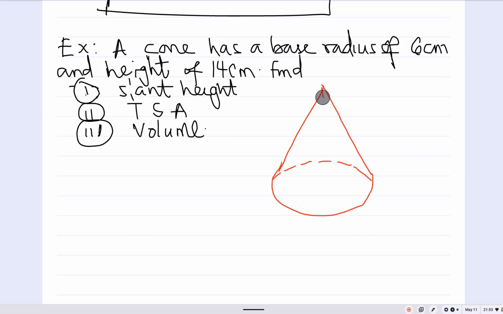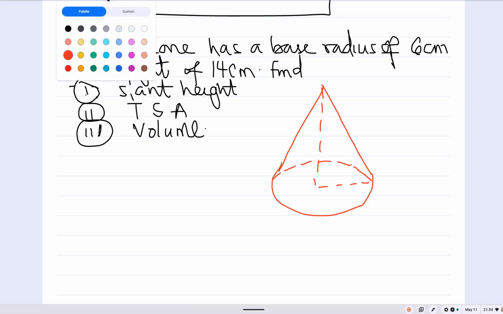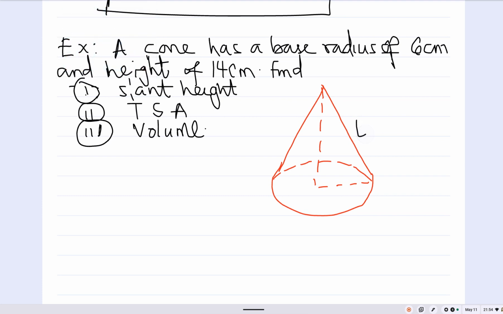So this is the height, and this is the radius part. You can see I've been able to draw this out. By so doing, it will help me know the right thing to do. So this is our L that we don't know. They said our base radius is 6 centimeter, and our height is 14 centimeter.